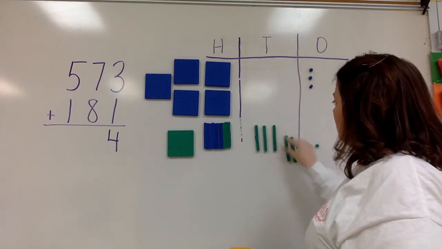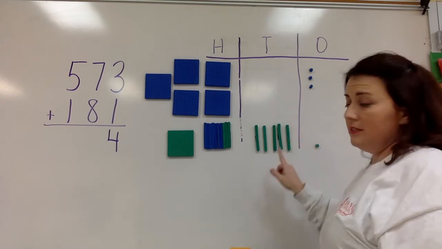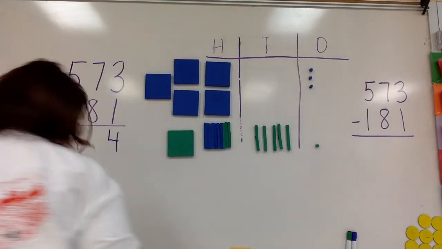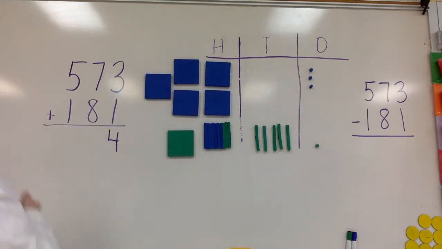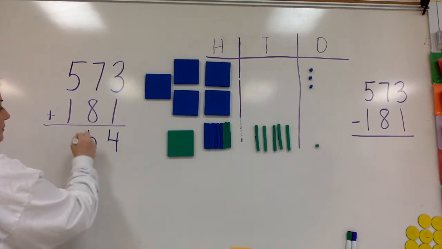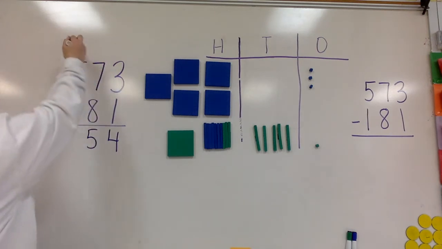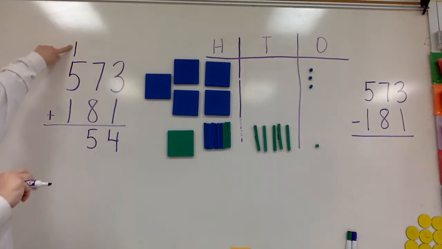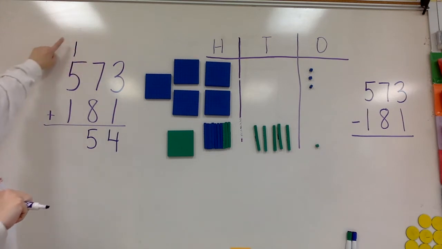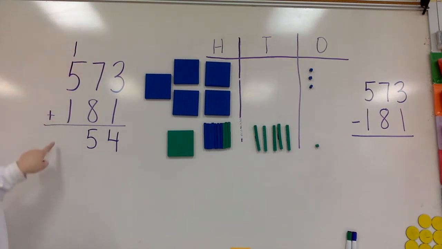10, 20, 30, 40, 50. So how we record that is we can put our 5 in the tens place here for the 50. But our new 100 that we made, we have to put it up there on the top of the hundreds place. It doesn't go on top of the 7. It goes on top of the 5 because that's the hundreds place.